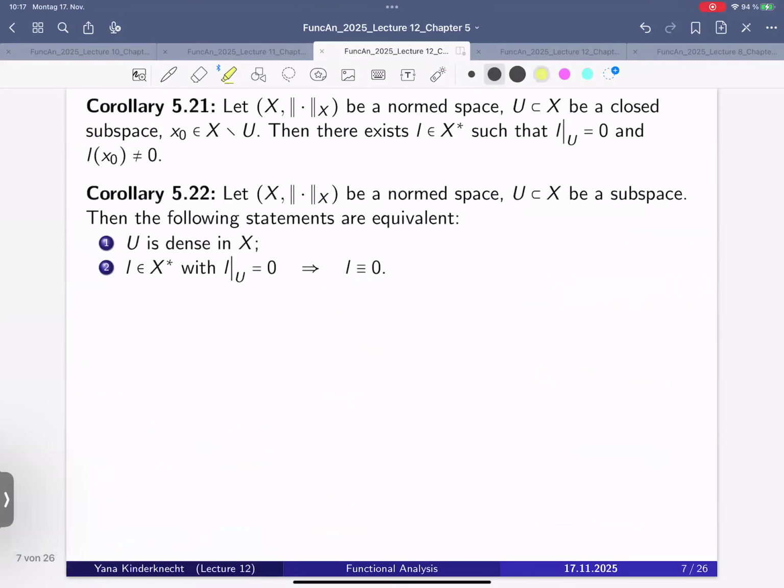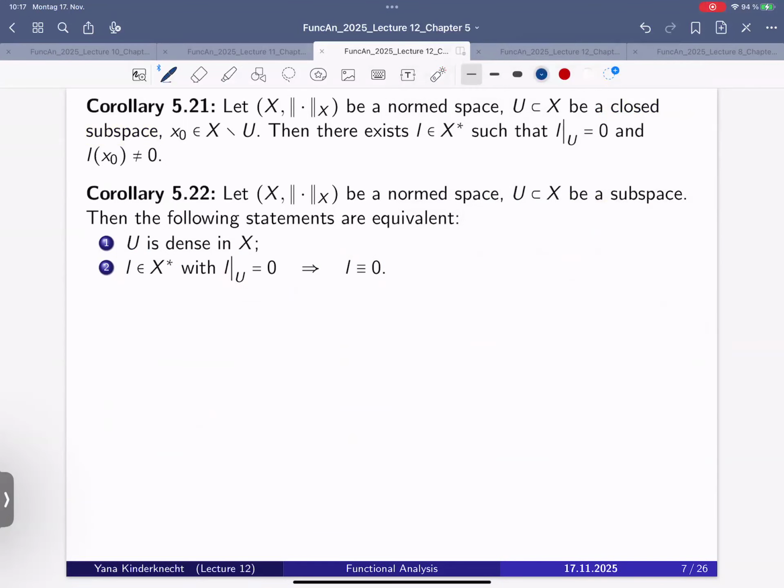Okay, so corollary: let X be a norm space, U just a subspace. Then the following statements are equivalent. First statement, U is a dense subset in X. And the second statement: if we have a continuous linear functional L on X such that its restriction to U is identically 0, then this implies that L is identically 0.